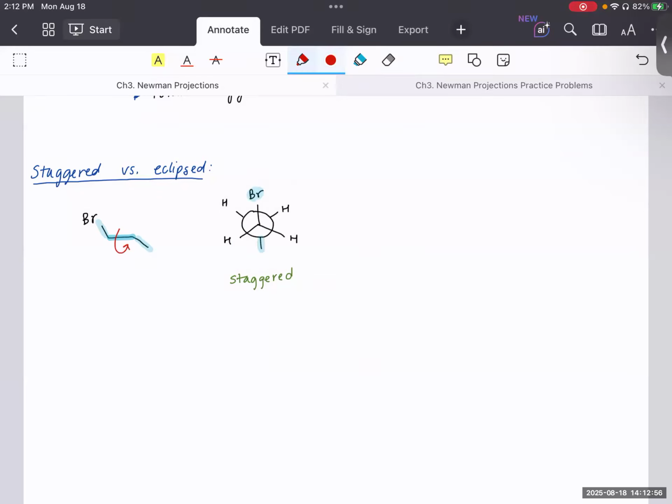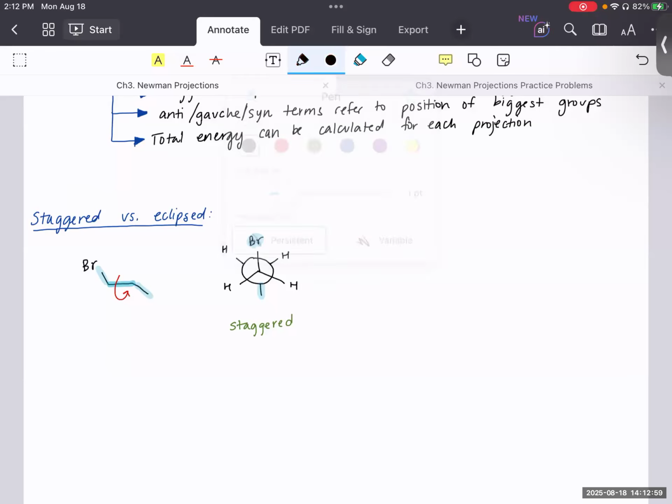However, if we rotate around this bond to create this structure here, where now we take that other side of the methyl group and point it up instead, now we can see that the methyl and the bromine are on the same side of that middle bond. If we were to draw a Newman projection for this, that front carbon didn't change. So we still have bromine, hydrogen, hydrogen. But now that back methyl group is overlaid with that bromine, and we are now in an eclipsed state.